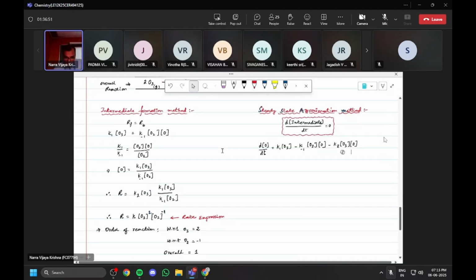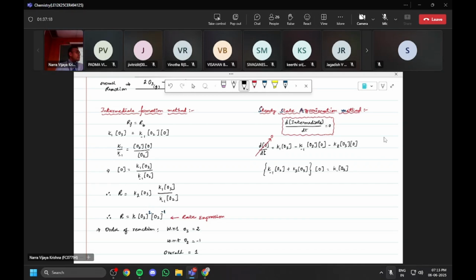Correct? Now what about this value? Bring these negative terms to this side. What do you get? K minus 1 into O2 plus K2 into O3, into O, equal to K1 into O3. Correct, sir? Respond. Now what is O equal to? K1 O3 upon K minus 1 into O2 plus K2 into O3.